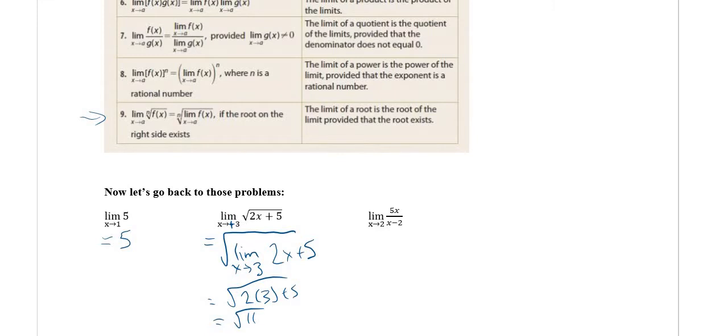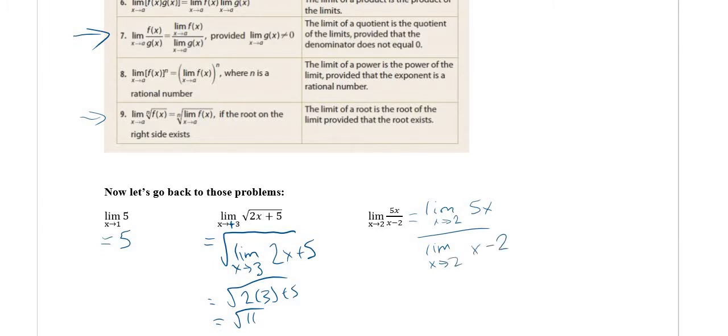Now, dealing with this one here, problem 3, we have the limit as x approaches 2 of 5x over x minus 2. With this one, you're going to notice that the rule that most closely relates to this is rule 7, which deals with division, or fraction, or rational limits. Now we could rewrite this as the limit as x approaches 2 of 5x over the limit as x approaches 2 of x minus 2.